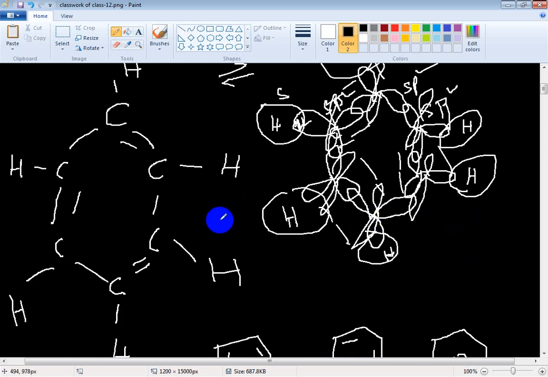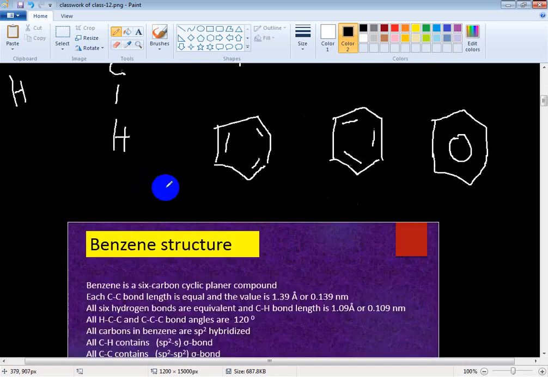So have you understood all this carbon content? Here the bond angle is 120 degrees. The bond angle between carbon and hydrogen is 120 degrees, and the carbon-carbon bond angle is also 120 degrees. Here also the bond angle is 120 degrees.